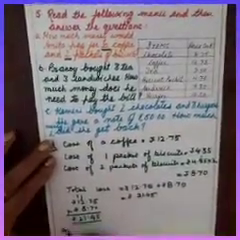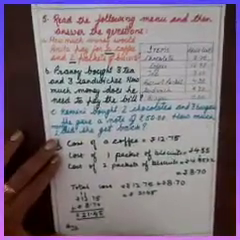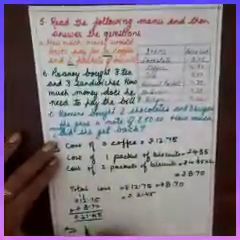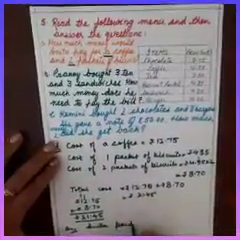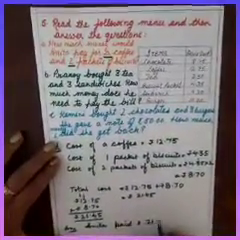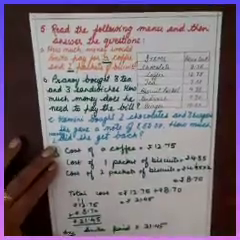So after that we will conclude the answer. The answer says that Anita paid rupees 21 and 45 paisa.